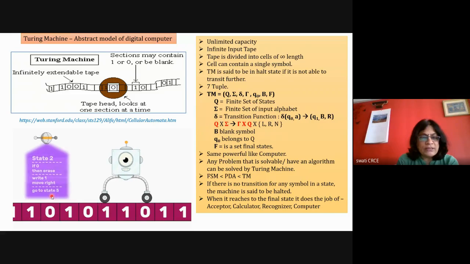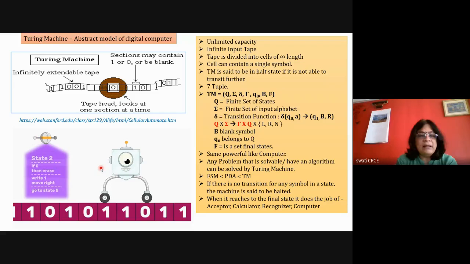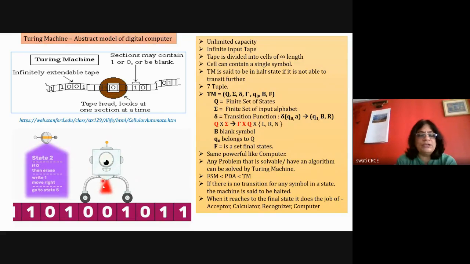Okay, so what is this animated image? Right now the machine is here. This is a read head. This is a read and write head. Till now, for the finite state machine and pushdown machine, this was only the read head, and the read head can only perform a read operation. But now for the Turing machine, it is a read head as well as a write head.